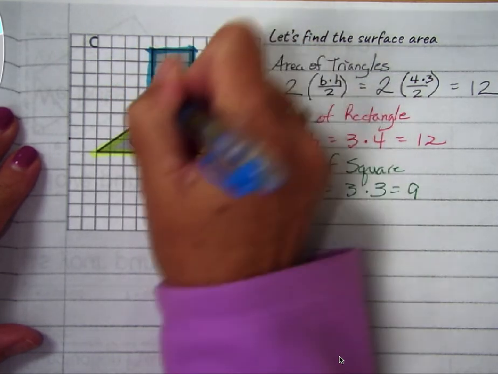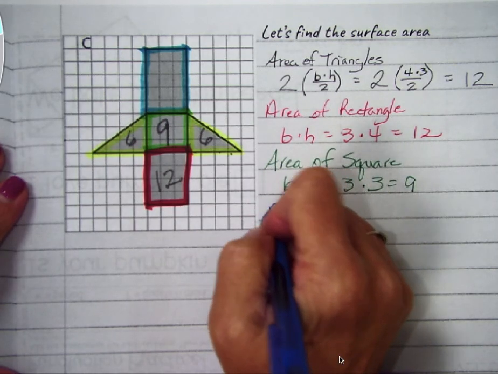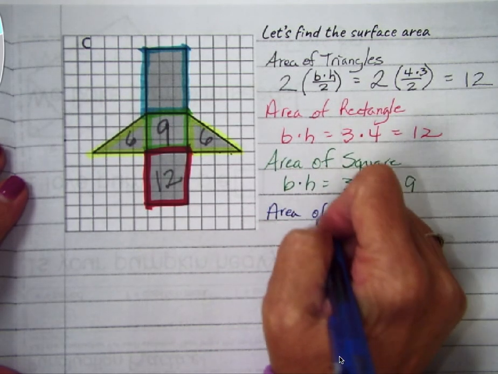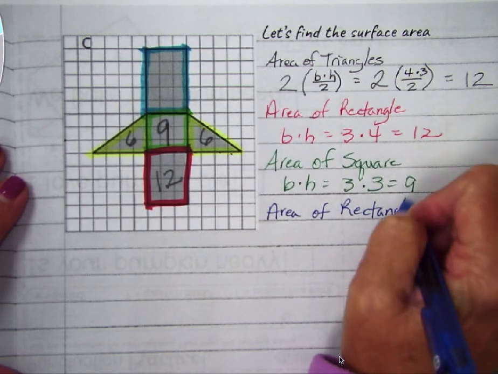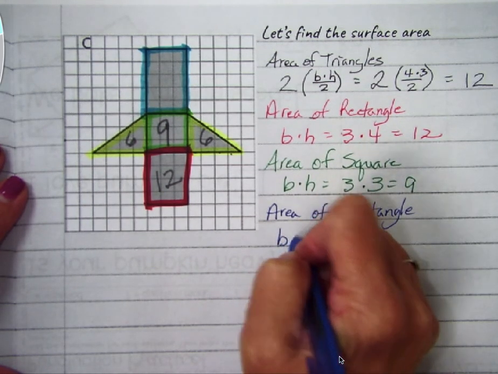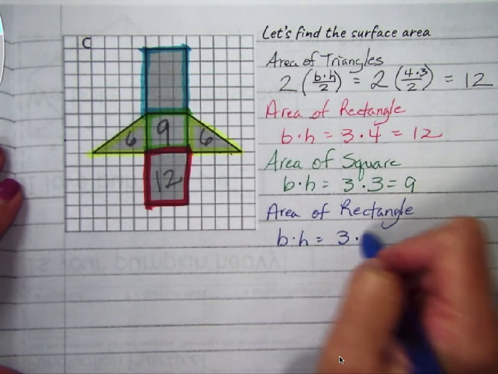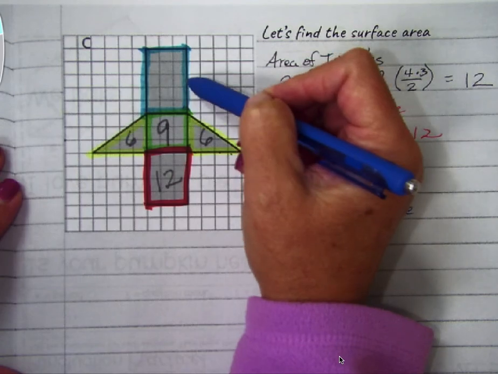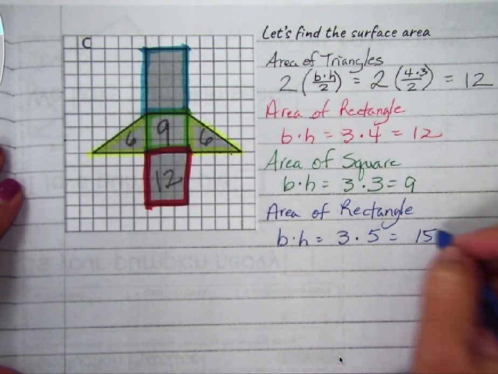All right, and the last rectangle we've got is area of rectangle, base times height. Base is 3. Height, 1, 2, 3, 4, 5 is 15.